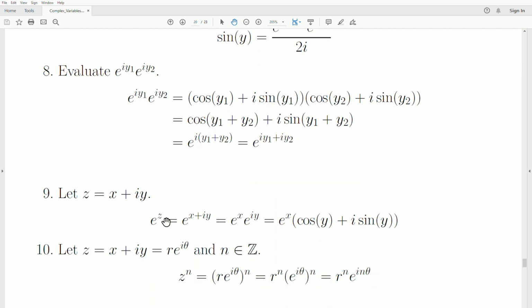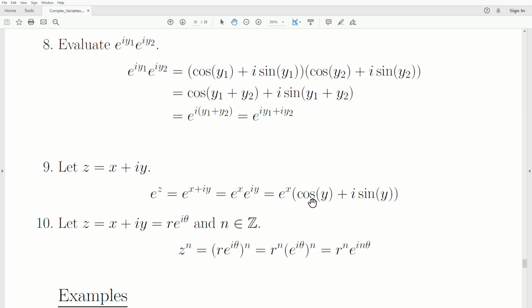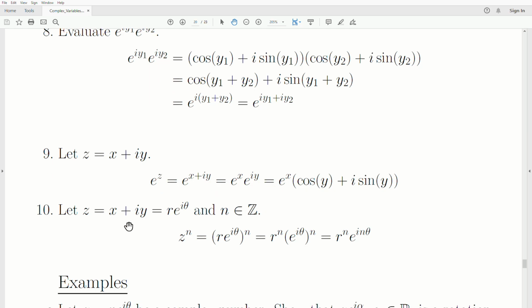Now let's look at e to the z, where z is a complex number, x plus iy. Well, we can separate that into e to the x, e to the iy, but e to the iy is the cosine of y plus i sine of y. So this is the expression of e raised to a complex number. So the modulus, the radius, is e to the x, and if you look at it in polar form.